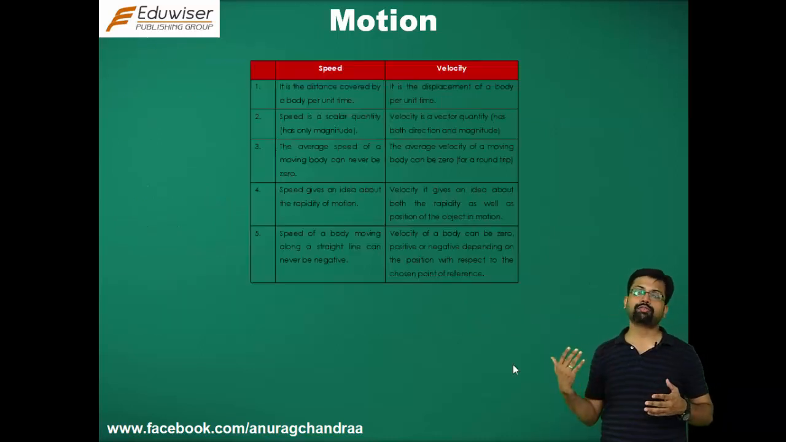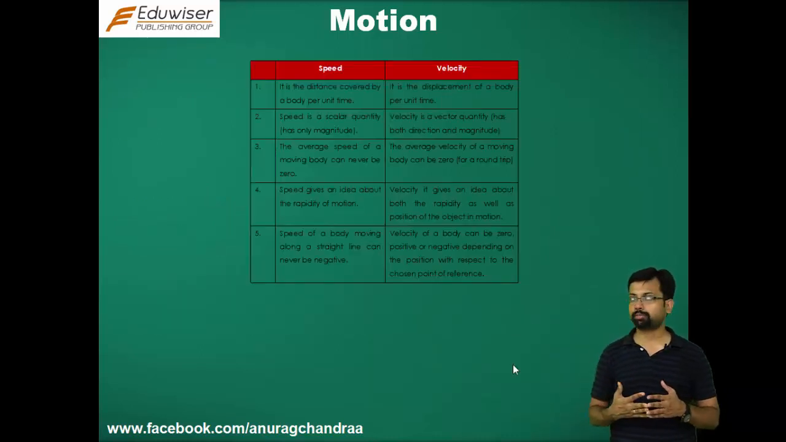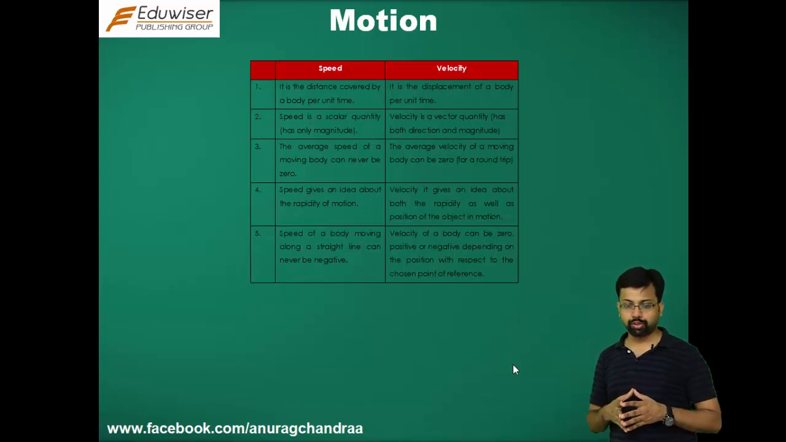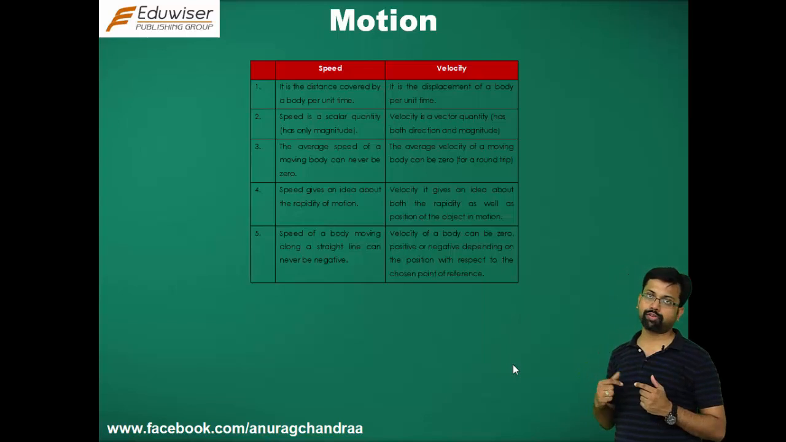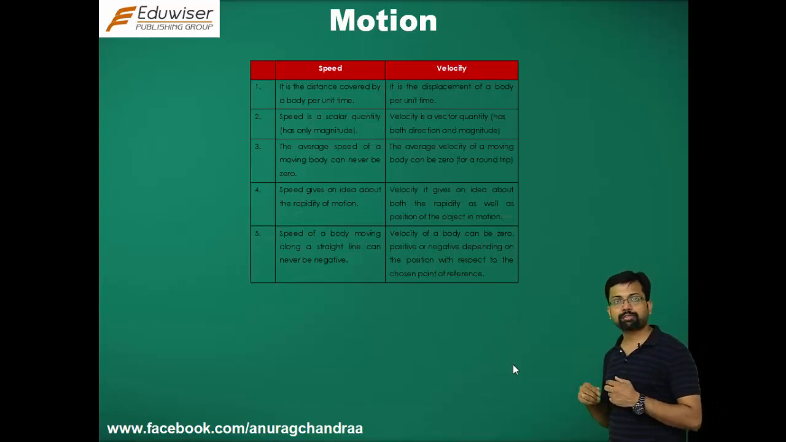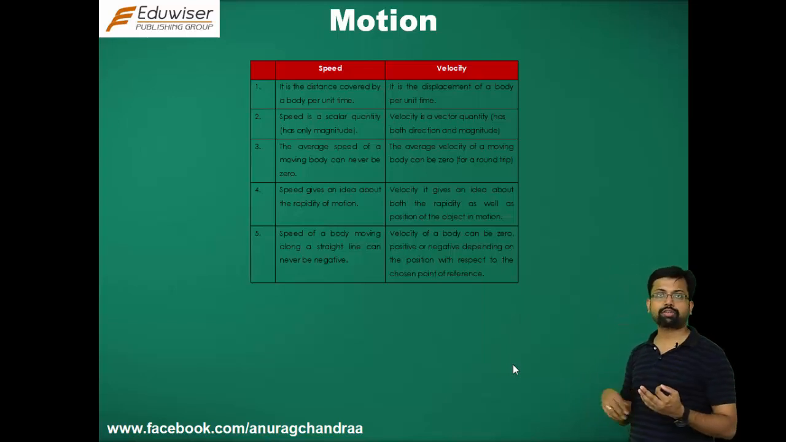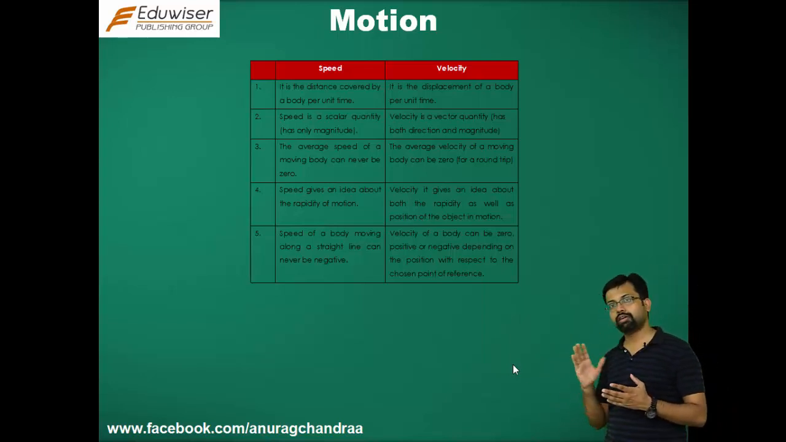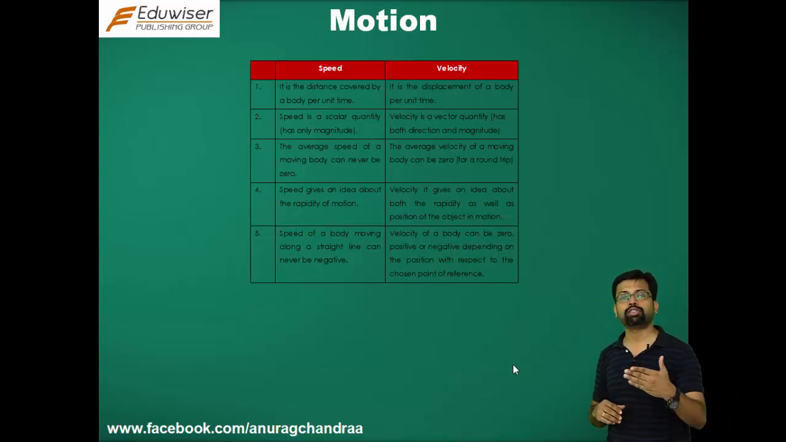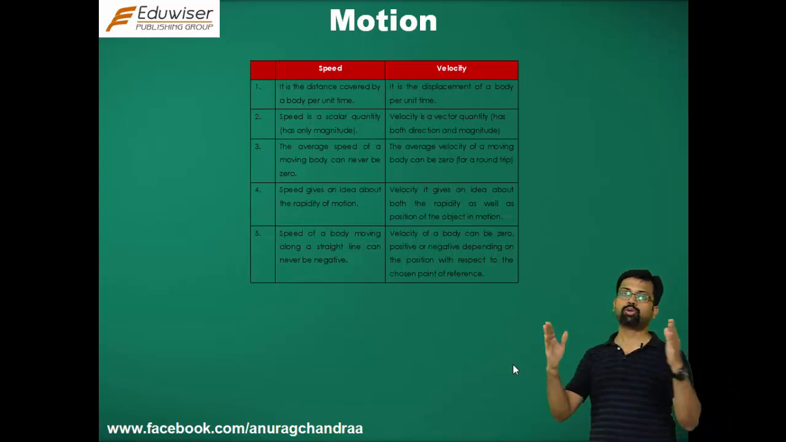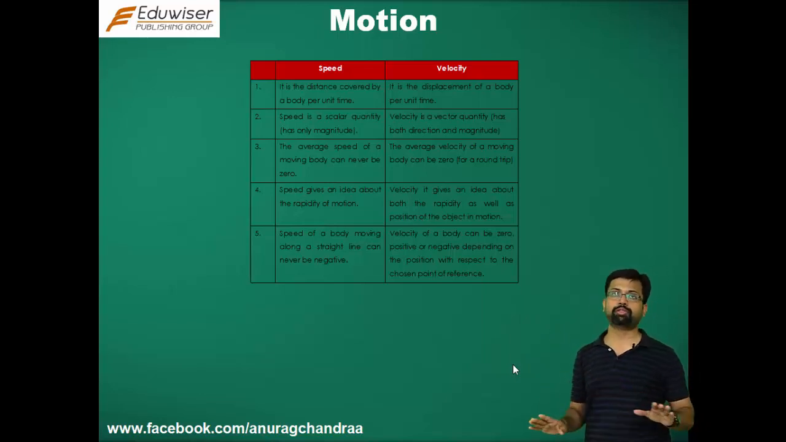Differences between speed and velocity, I think you will be able to appreciate better now. The speed just gives you the distance covered by a body in a given time interval, whereas velocity is the displacement of a body in a given time interval. The speed is a scalar quantity, whereas velocity is a vector quantity. The average speed of a moving body can never be 0, because average speed is always the total distance by total time, and total distance in case of a moving body can never be 0.